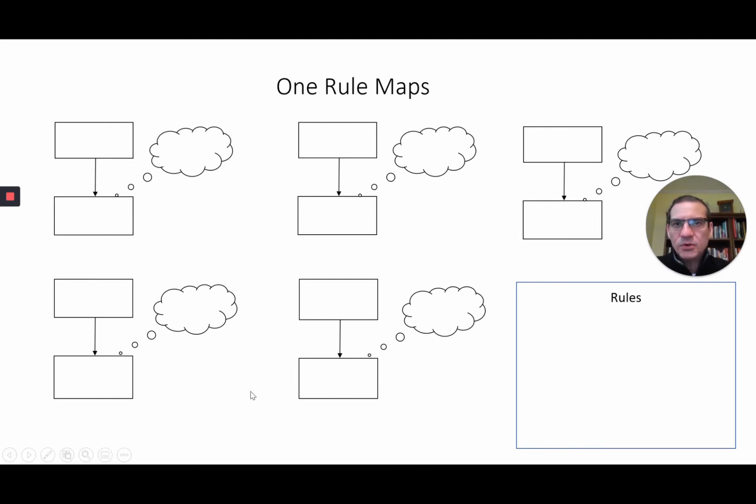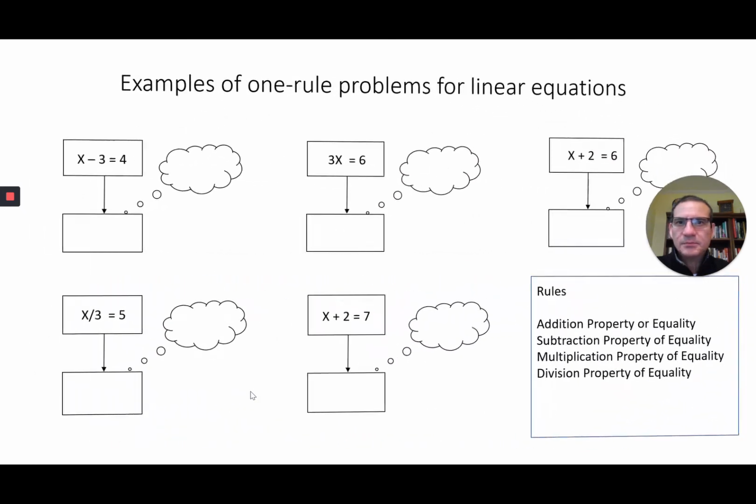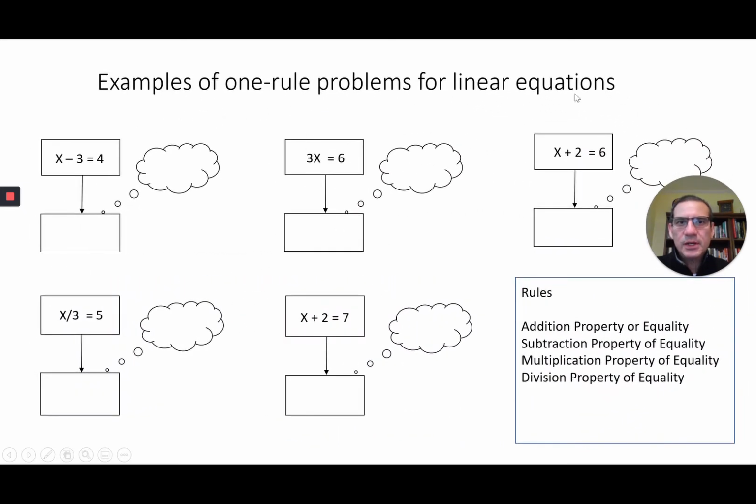So let me show you a simple example here of a one rule problem for linear equations. I have multiple one-step equations here, and here are the different rules that they can potentially use to solve the problem. And I'm not going to solve this because I'm assuming that you know how to do that. But in this case, they will have to say x minus 3 equals 4. To move the problem to the next step, I have to use the addition property of equality.